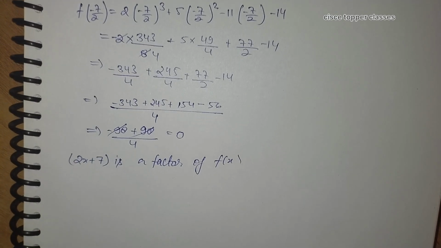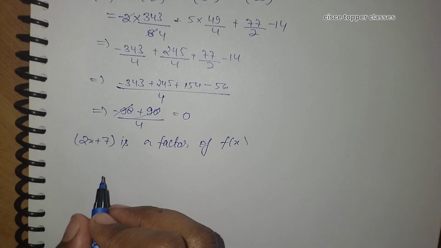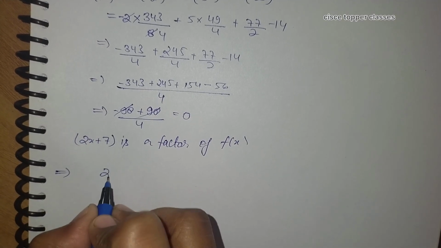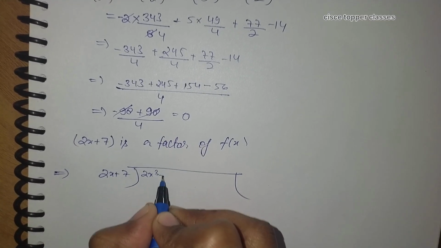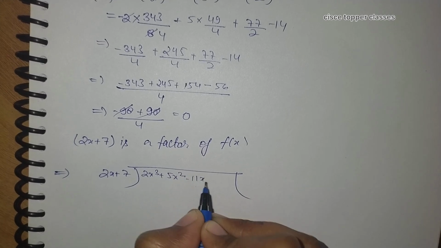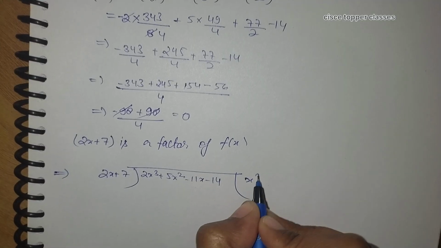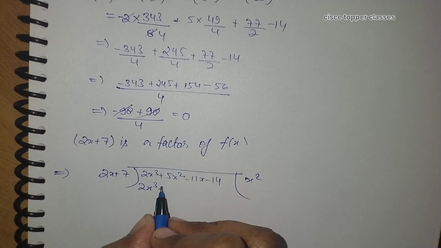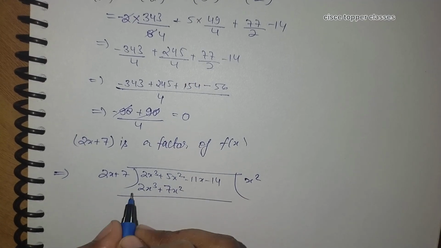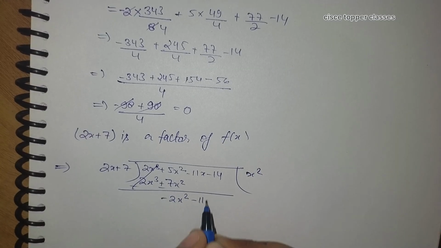Hence from there we can write. The second thing we have to show is this only, and now we have to factorize the given expression by 2x plus 7 only. So we will divide 2x cube plus 5x square minus 11x minus 14 by 2x plus 7. Firstly we'll multiply it with x square, so that will become 2x cube plus 7x square. Subtracting, this will be cancelled out, and here we will get minus 2x square minus 11x.